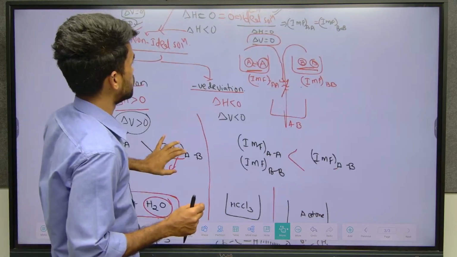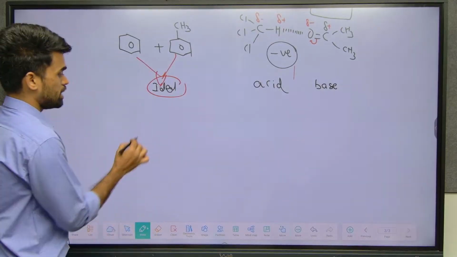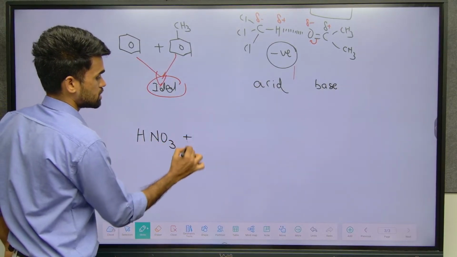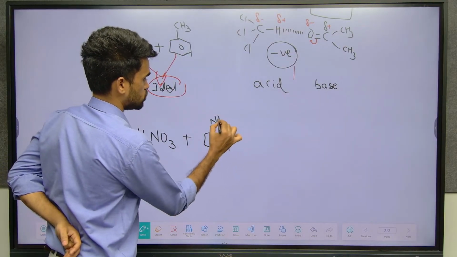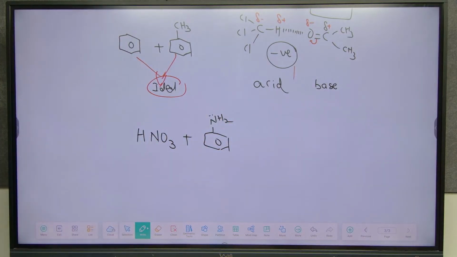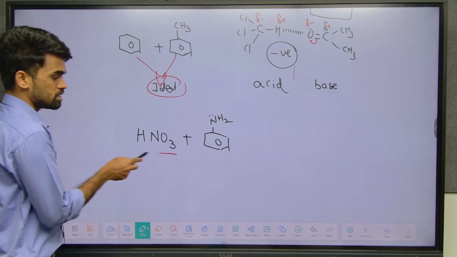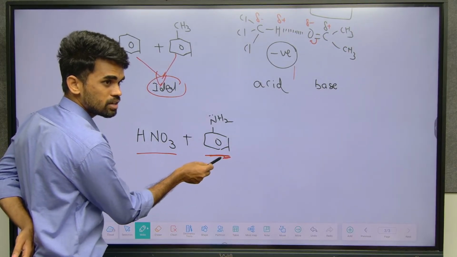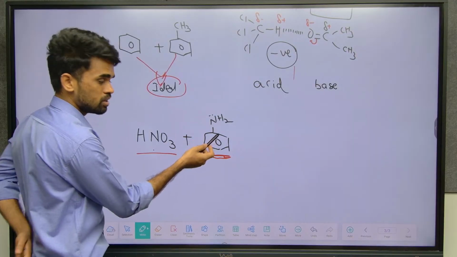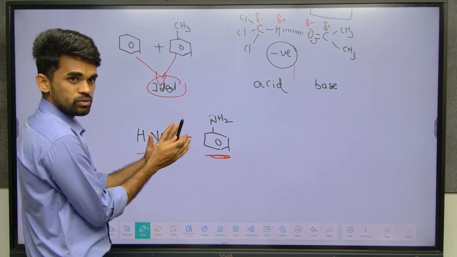Okay, I think we will complete this. So tell me, here I am adding HNO3 plus an amine, NH2. So tell me what is your answer for this? Positive, negative, ideal? Non-ideal. Perfect. Next. See, HNO3 means acid. What about this amine now? Amines are basic. So acid, base. They will come close to each other. So negative deviation. Clear everyone?